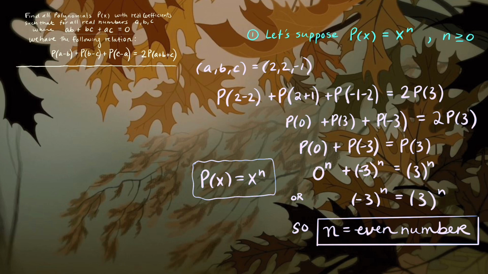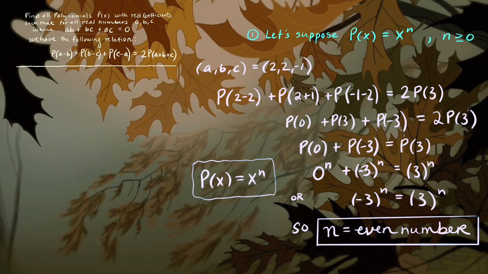What you see here is that we find out that no matter what we do by inputting the values of the first solution, we get negative 3 to the nth power is equal to positive 3 to the nth power. This tells us that n, the exponent, is an even number. So that helps us out in the beginning to generate an idea of what p of x is going to look like. So we have x to an nth power where n is an even number.